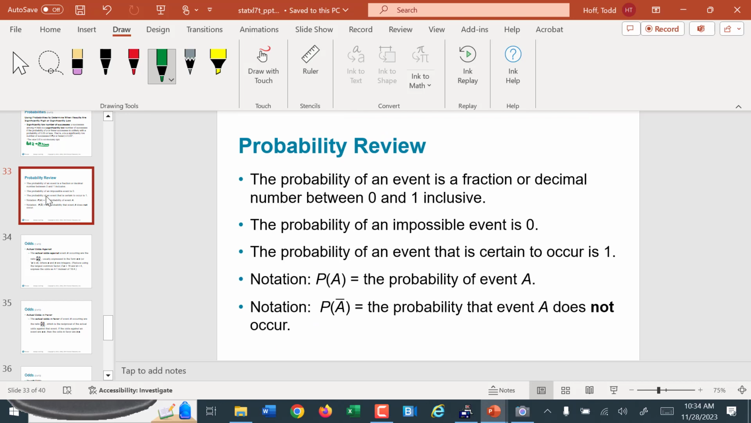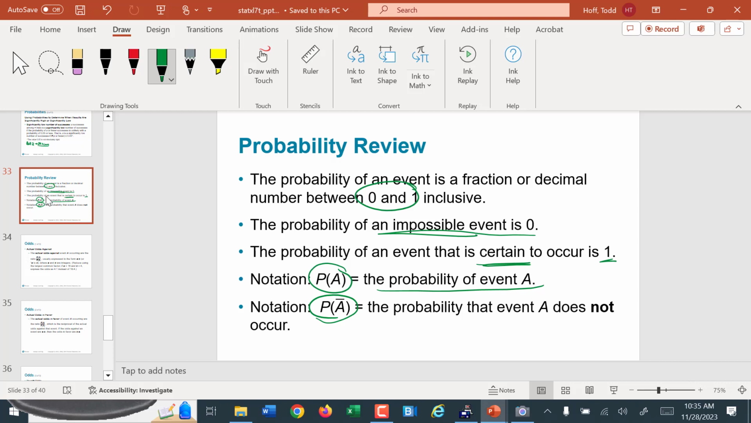So a quick review of probabilities. All probabilities have to be between 0 and 1, with a probability of 0 meaning that something is impossible, and a probability of 1 meaning it's guaranteed to occur, it's certain to occur. The notation P of A says that's the probability that event A will occur. And P A bar is the probability that A does not occur, or the probability that A's complement will occur.